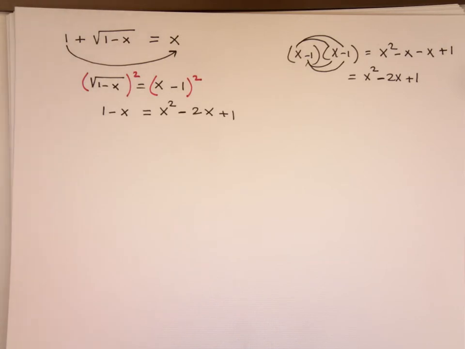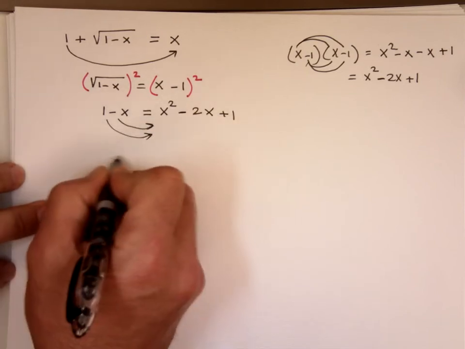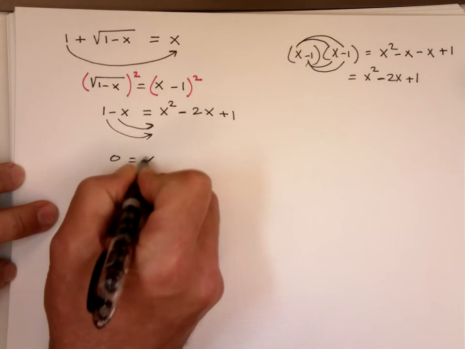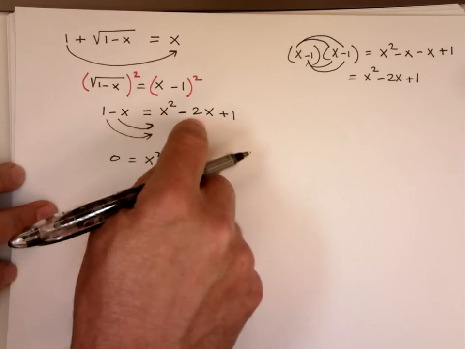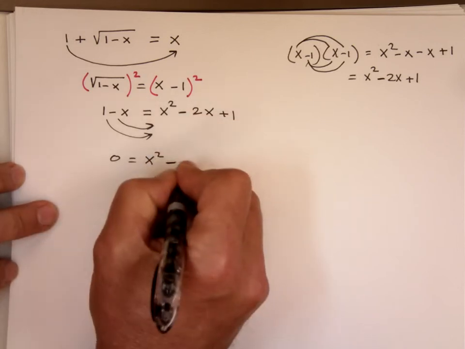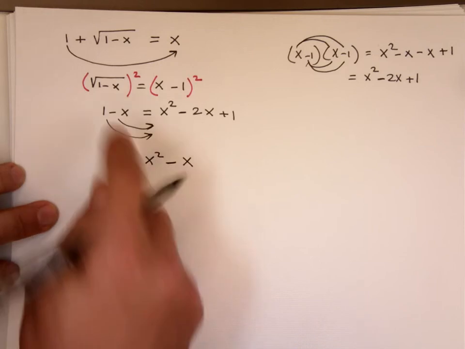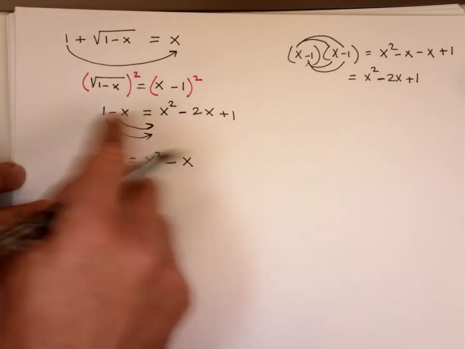Now move everything to one side so you can factor that. So this becomes 0 equals x squared. And when you bring the minus x to this side, it becomes a plus x. What's negative 2x plus x? That's negative 1x. When you bring that 1 to this side, it's a negative 1. What is 1 minus the 1? That's a 0.